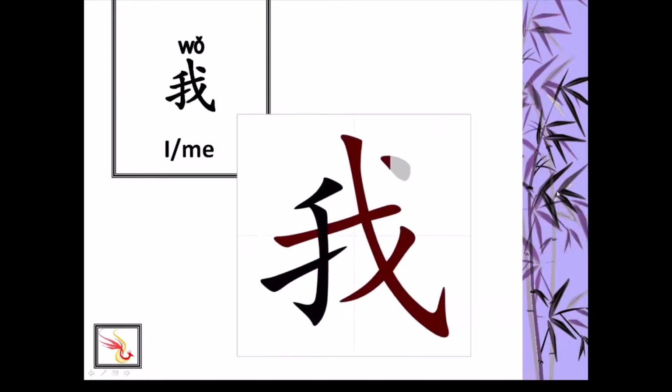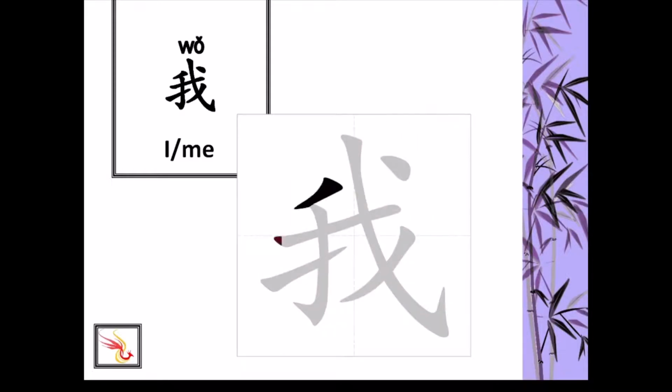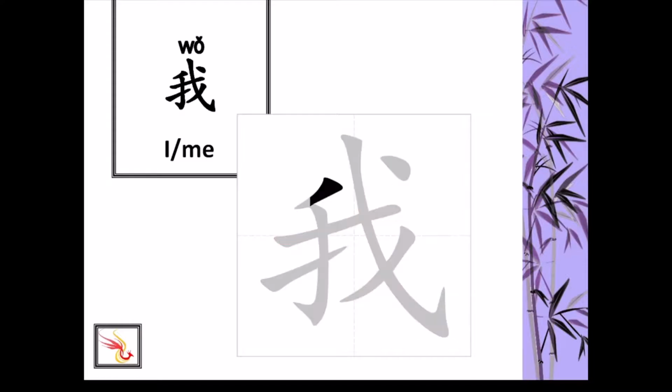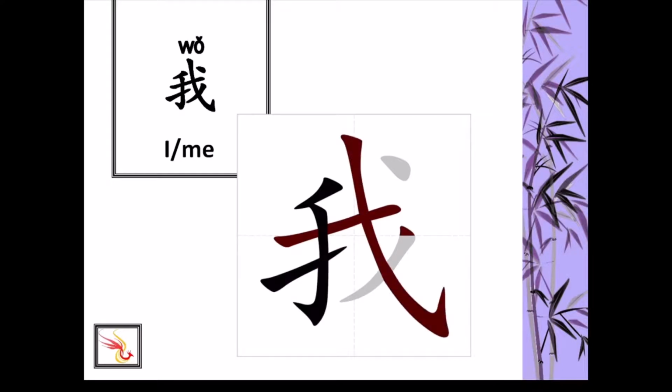我 is I or me. So you have two meanings in English, in Chinese one word. Let's count this one. 1, 2, 3, 4, 5, 6, 7. This one's quite hard. 1, 2, 3, 4, 5, 6, 7.